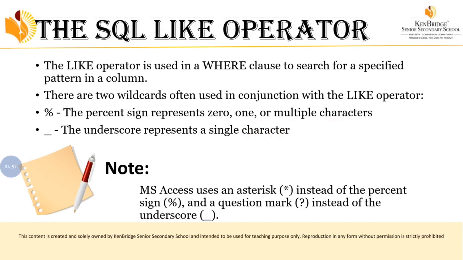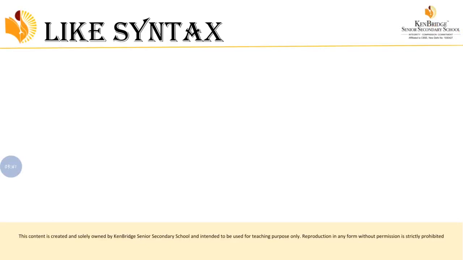Before that, here is a note. Students, please make a note. In MS Access, use the asterisk symbol instead of the percent sign and a question mark instead of the underscore. If you are using MS Access, there we have different wildcards instead of these two. Here we are using the percentage symbol and underscore, but in MS Access they use an asterisk instead of percentage, and a question mark instead of underscore. This is the difference between MS Access and other databases. So let's see the syntax and example of the LIKE operator.